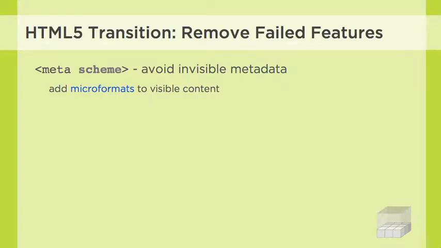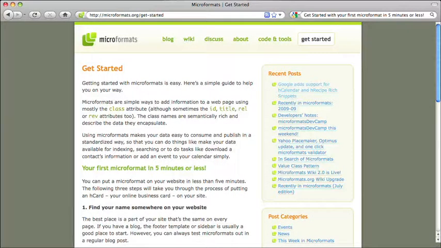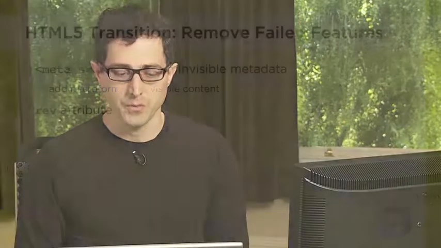If you want to incorporate metadata in your document, keep it visible, keep it indexable, and keep it up to date. Once you have that visible content in your document, add microformats to it so that it's semantically marked up so that browsers can do things with it, search engines can recognize and index it. And that's really the direction that semantic markup is moving across the whole spectrum of folks developing for the web.